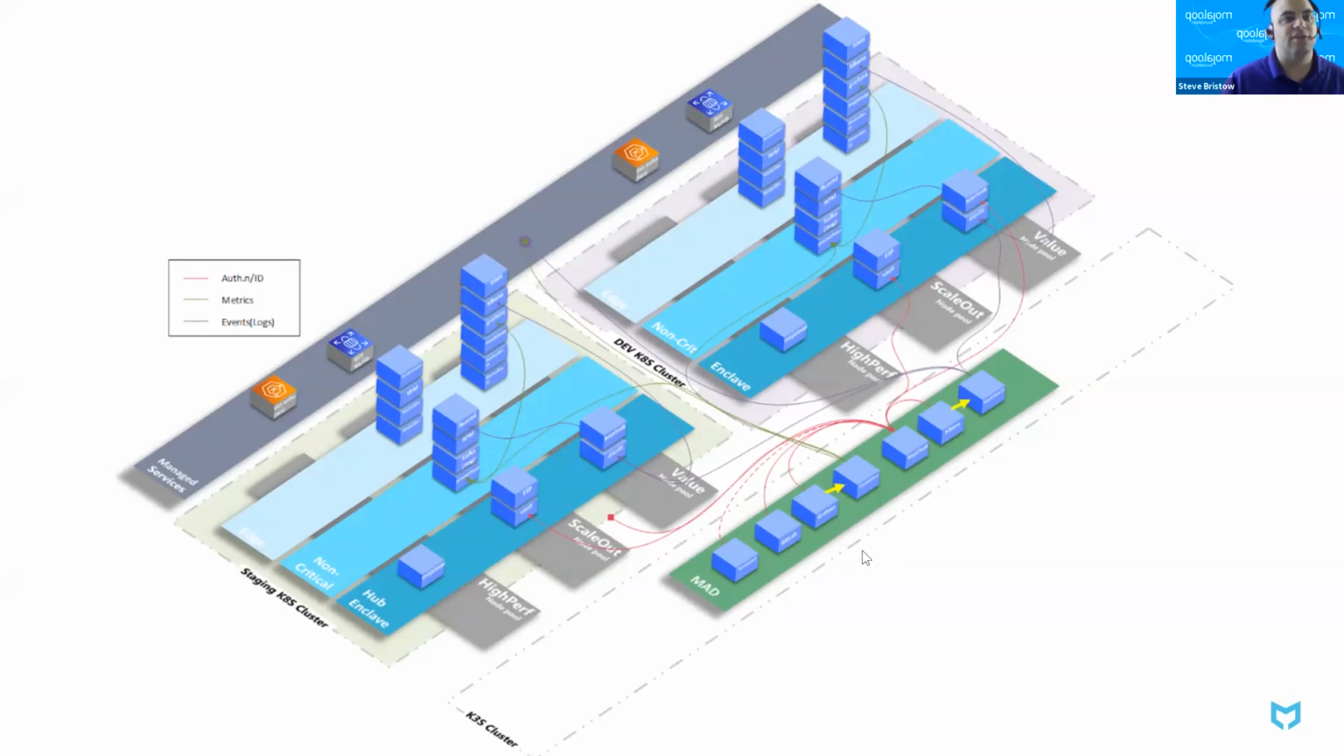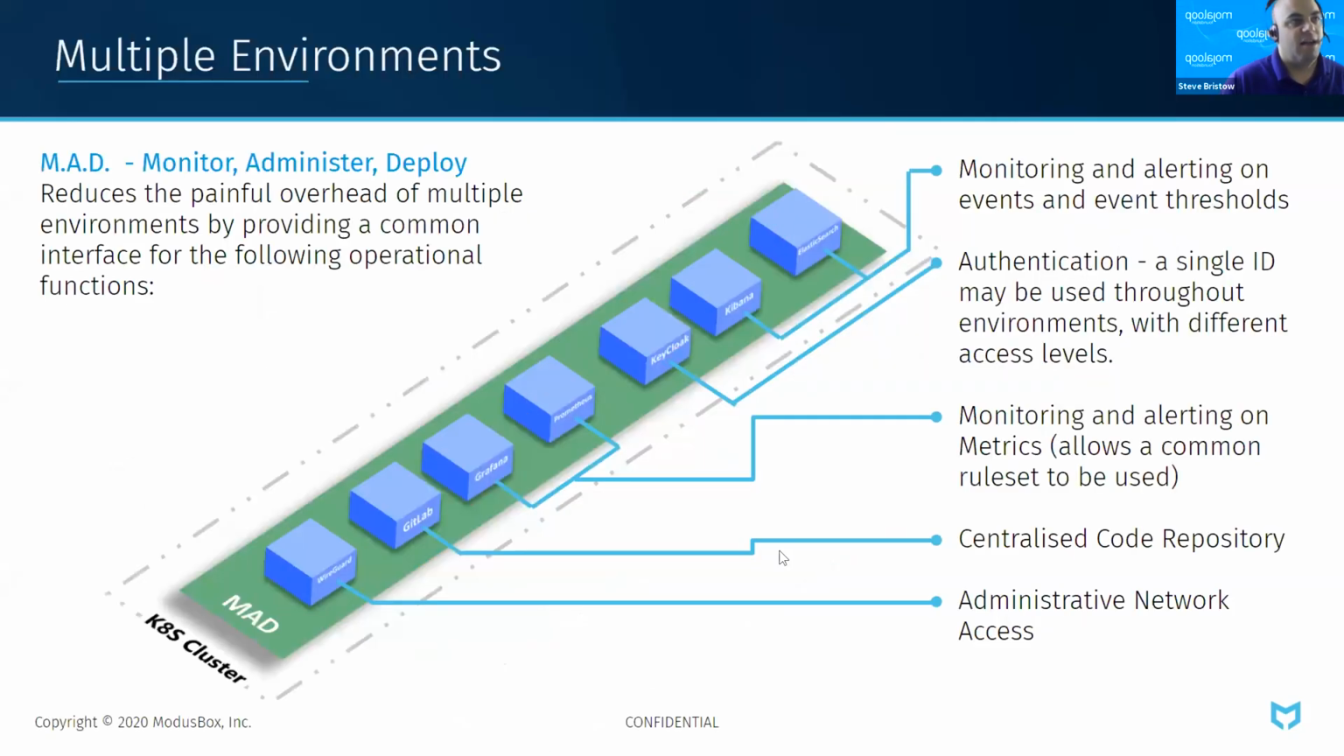So we've also adopted the MAD domain, or monitor, administer, and deploy. This reduces the painful overhead of managing multiple identities. A single Keycloak instance can be used to access any part of the infrastructure with appropriate permissions. It also brings monitoring and alerting for logs and for metrics forward.